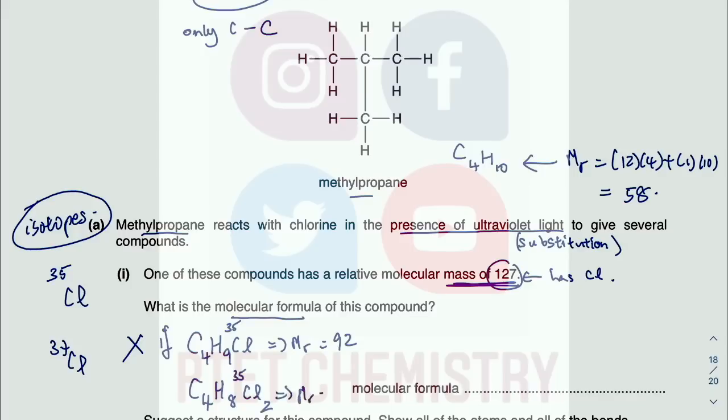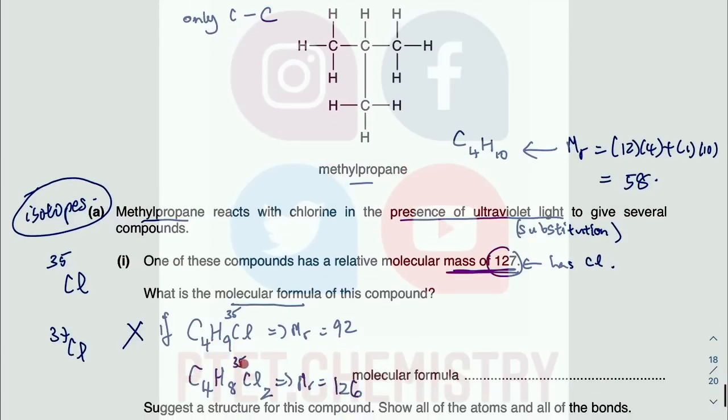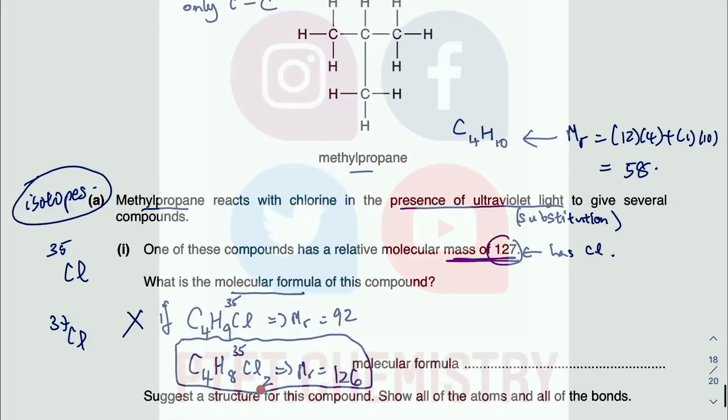What is my MR then? 12 times 4 plus 8 plus 35 times 2. 126. I know what they have done now. They have used 35.5. That will give you exactly 127. All right? But I hope you can see the idea. Even when I use the pure isotope, which is 35, I still get the value close to that, meaning to say there must be 2 chlorine. That means I replace 2 of the hydrogen with 2 chlorine. I can say it's C4H8Cl2.